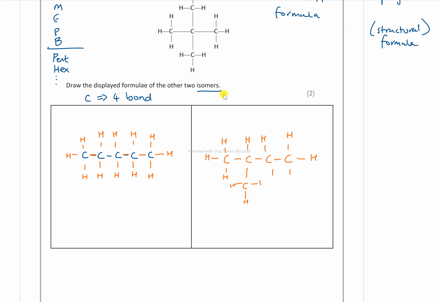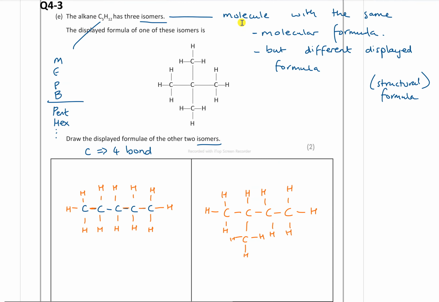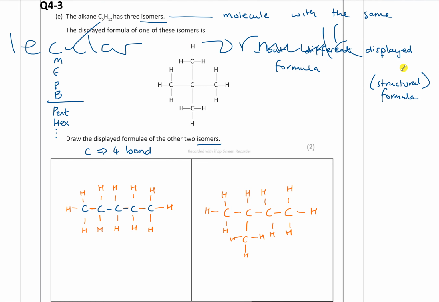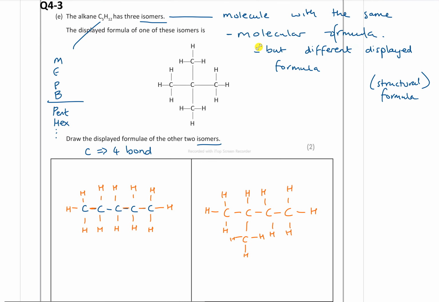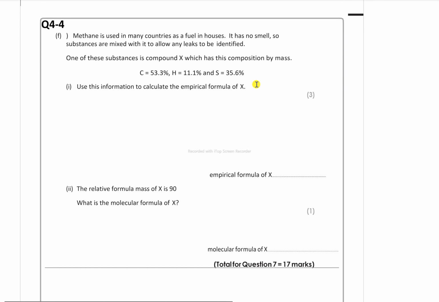Hydrogen, hydrogen, hydrogen. So it'll have the same number of carbons and hydrogen. So these are 2 isomers. An isomer is a molecule with the same molecular formula but different displayed formula. There you go.